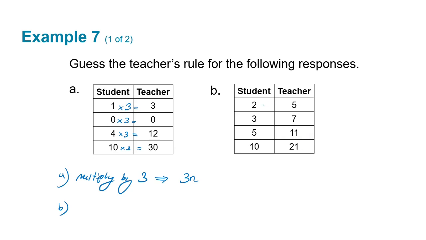In part B, how do we get a 5? Well, I need to multiply 2 times 2, then add 1 to it to get a 5. 3 times 2 plus 1 also gives me a 7. 5 times 2 is 10. Add 1 more, I get an 11. And for the last one, if I multiply that by 2 and add 1 to it, I do get 21. So the rule for part B is to double the number and then add 1 to it.